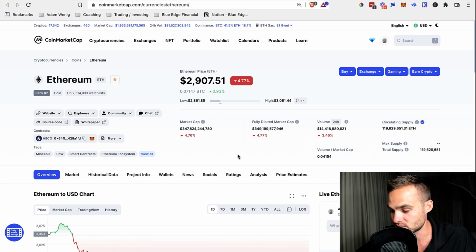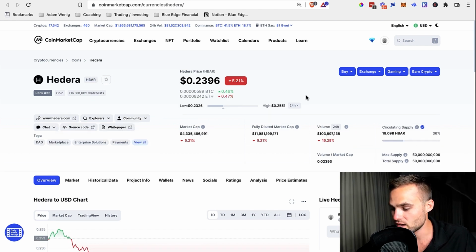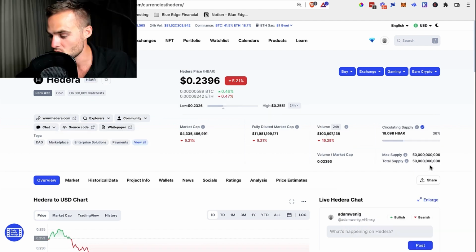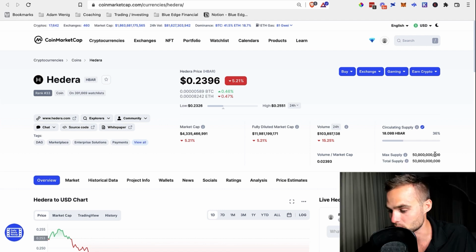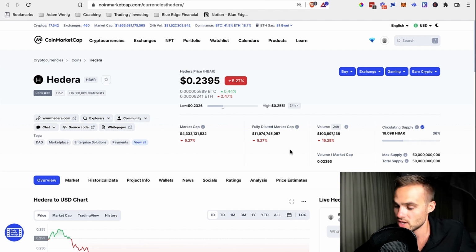Now, if you look at Ethereum, for example, it's kind of hard to calculate the fully diluted market cap because there's no max supply on Ethereum, right? But if we go to Hedera Hashgraph, for example, we can see it has a 50 billion max supply. So you can see there's quite a difference: the $4 billion market cap compared to the $12 billion fully diluted market cap. So this means that still a lot of these tokens are going to be issued, and inflation is generally not great for an asset.